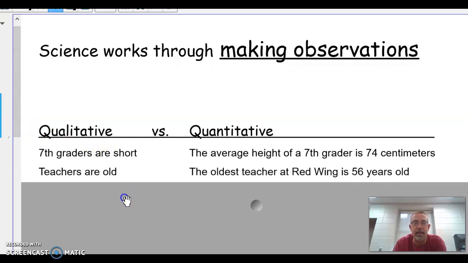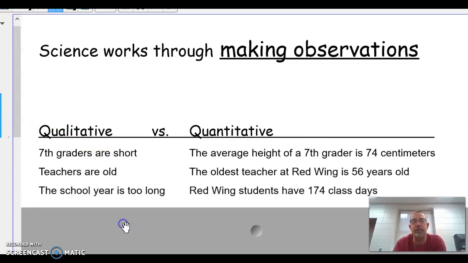They can either be qualitative observations or quantitative observations. The difference is that quantitative is going to involve measurements or numbers, and it's going to end up being probably a little bit more precise than a qualitative observation. So you might observe that 7th graders are short. That would be a qualitative observation. It doesn't measure at all, just says that they're short. A quantitative measurement would say that the average height of a 7th grader is 74 centimeters.